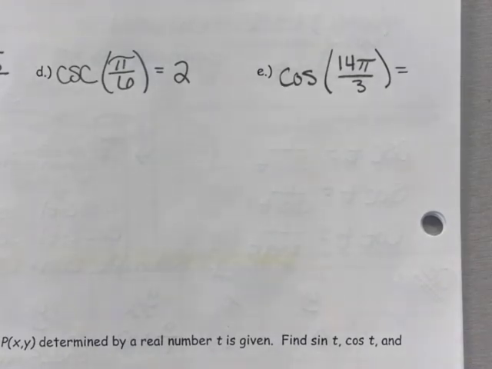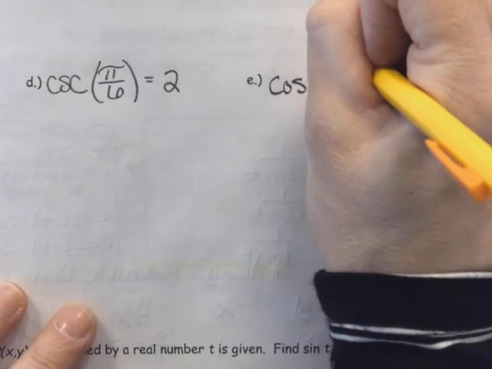We want to find the cosine. Which coordinate is the cosine? X. Okay, so we want the x coordinate at 14 pi over 3. Oh my goodness, that's kind of a large number, isn't it? Let's simplify it down a little bit. Let's think about it actually as even a mixed number.